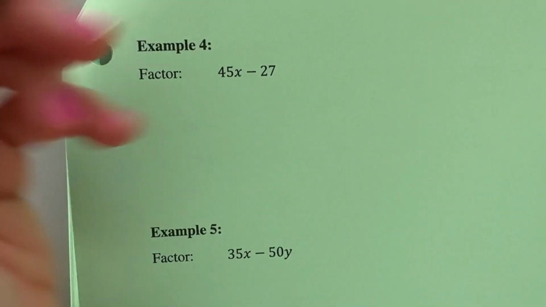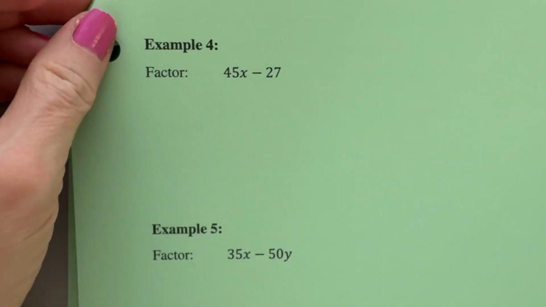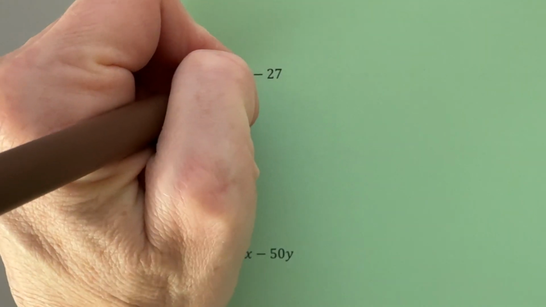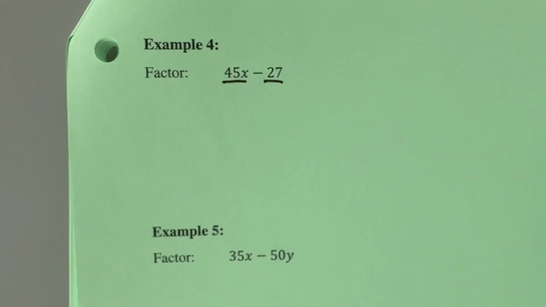Here we have factor 45x minus 27. What's the biggest number I can divide both of those by?